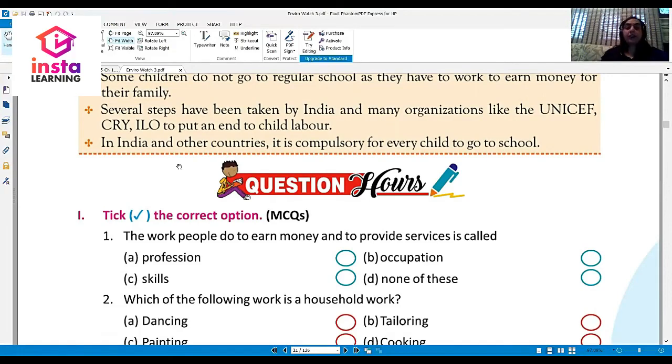In India and other countries, it is compulsory now for every child below 14 years of age to go to school. I hope you have understood the chapter clearly. With this, I come to an end for this chapter.